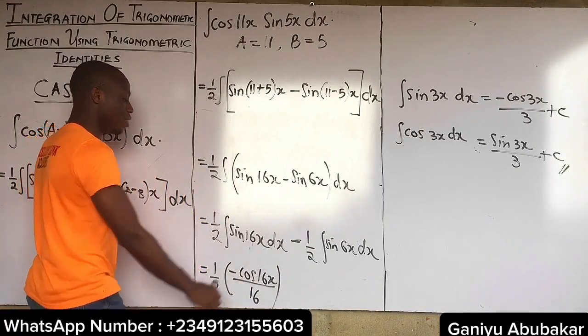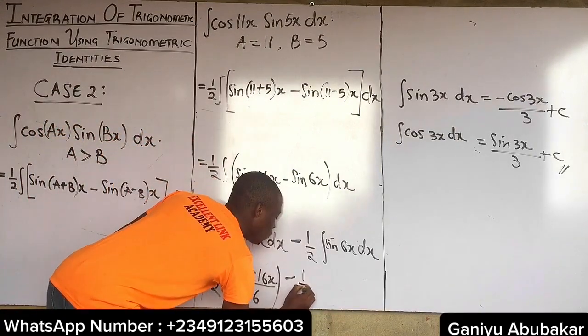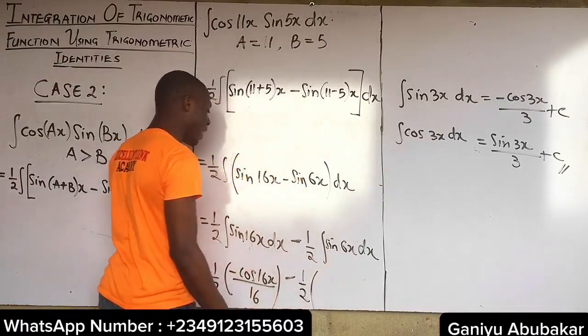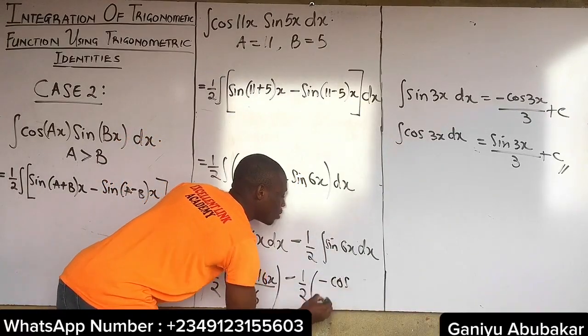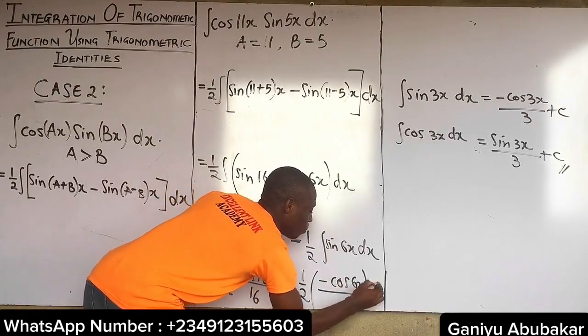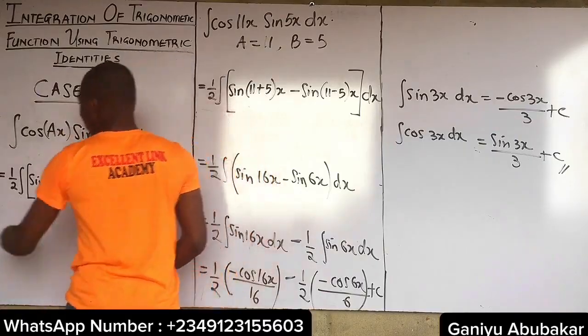Minus, I have a minus sign here. This is half again, 1/2 into what? Integrate sine 6x. All I get there is minus cos 6x, all over 6. Next up, plus c. Let's get the final answer, please.